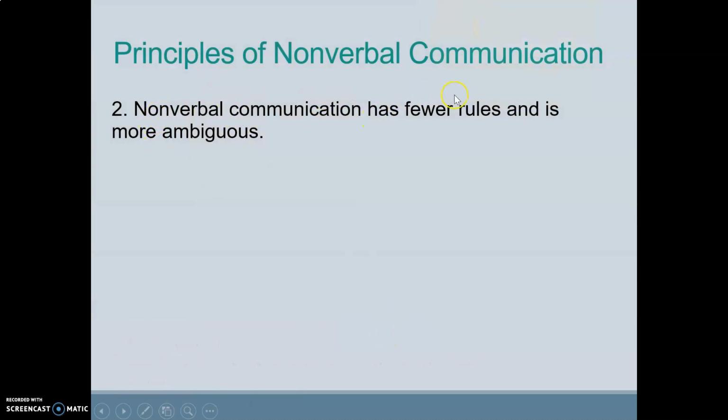Second, nonverbal communication has fewer rules and is more ambiguous compared with verbal communication. Let me give you some examples to illustrate the idea that nonverbal communication is more ambiguous. People may draw different meanings from the same nonverbal cue. For instance, what kind of meaning can you draw from the hand gesture of putting your hand under the chin? What kind of meanings can you get from this hand gesture?